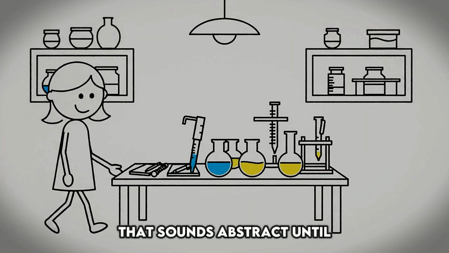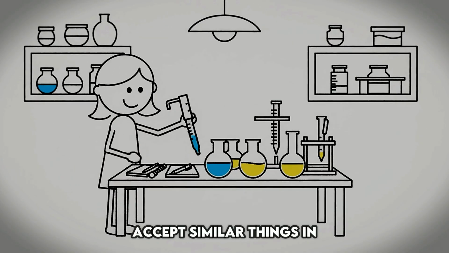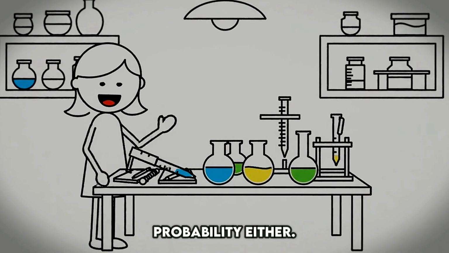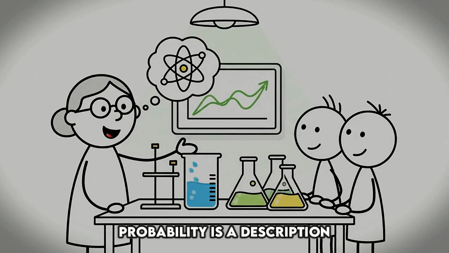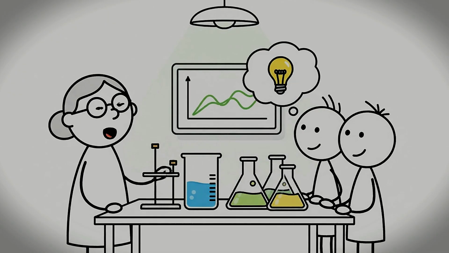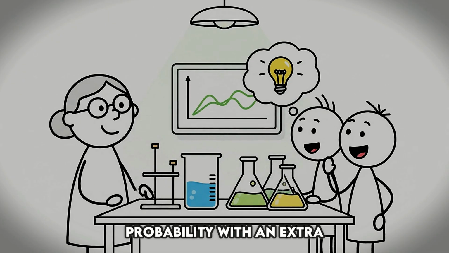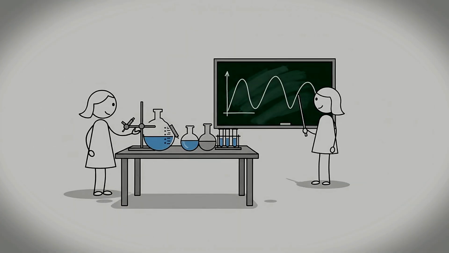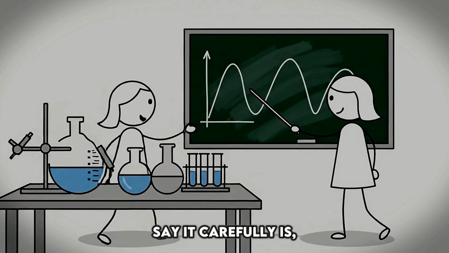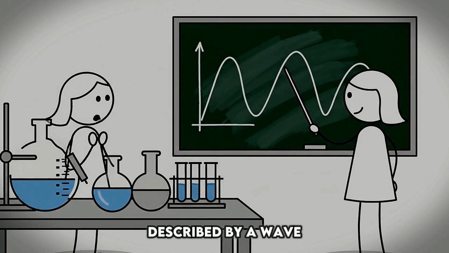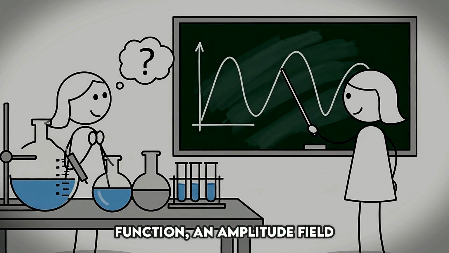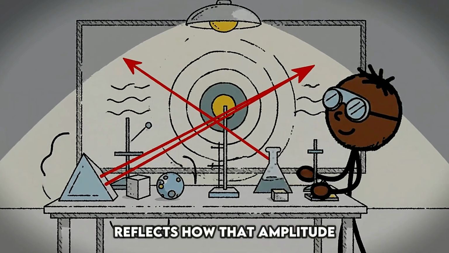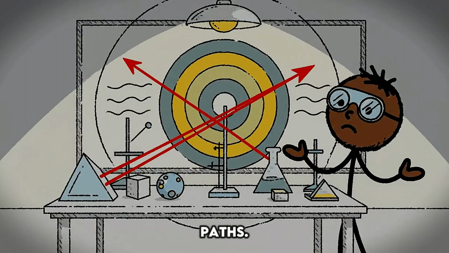That sounds abstract until you realize you already accept similar things in other contexts. You don't directly measure probability either. You measure events. Probability is a description of the pattern. Amplitude is like a probability with an extra ingredient, phase. It's probability with the ability to cancel. So one way to say it carefully is, the quantum object is described by a wave function, an amplitude field over space, and the interference pattern reflects how that amplitude field combines from different paths.